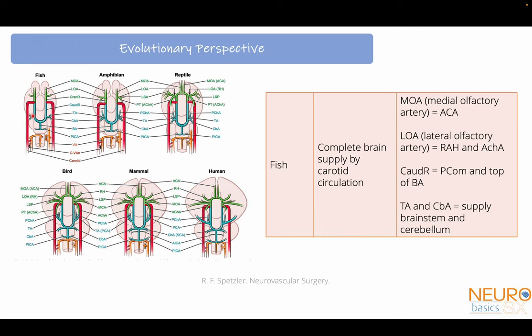The caudal ramus gives rise to structures which resemble PCOM and top of the basilar artery. There's also a separate vessel arising from the caudal ramus, that is the TA or the tectal artery, and the cerebellar artery. So these supply the posterior areas like the brainstem and the cerebellum.